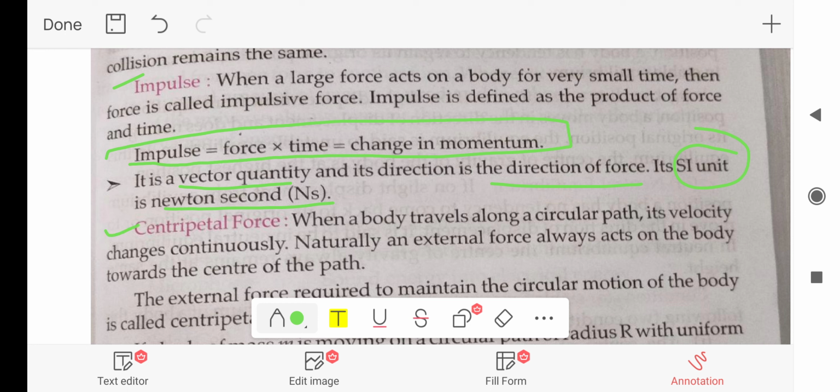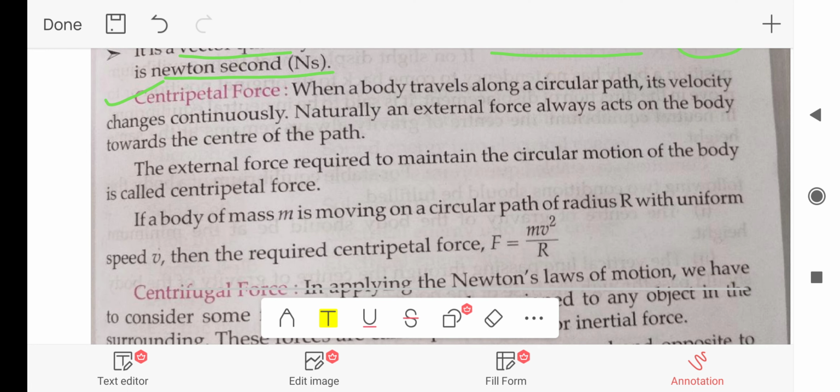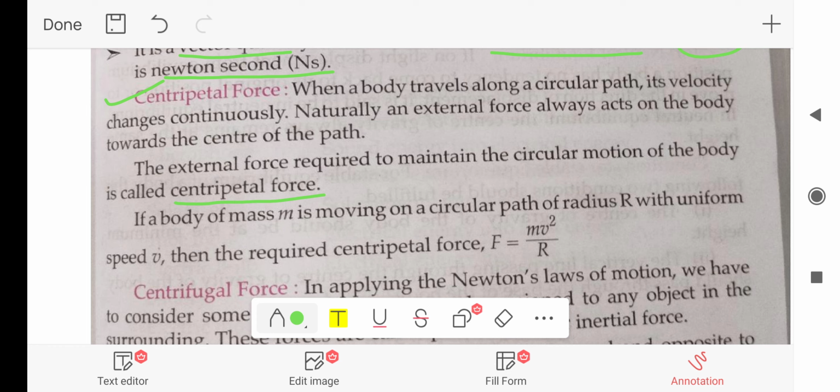Next, centripetal force. When a body travels along a circular path, its velocity changes continuously. Naturally, an external force always acts on the body towards the center of the path. The external force required to maintain the circular motion of the body is called the centripetal force. If a body of mass m is moving on a circular path of radius r with uniform speed v, then the required centripetal force F is equal to mv square by R.